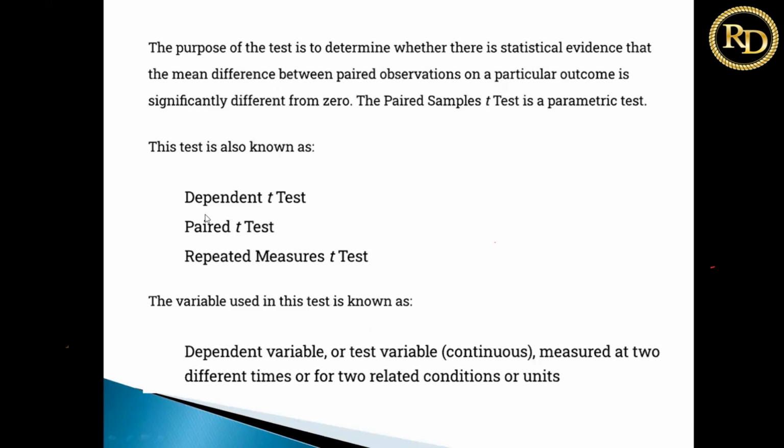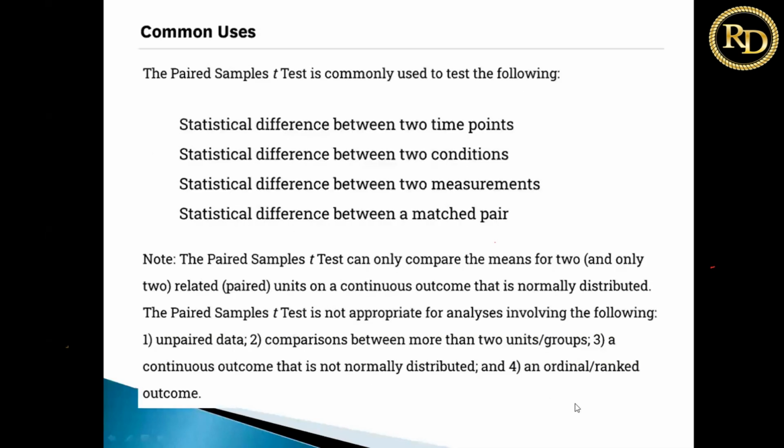So this test is also known as dependent t-test, paired t-test, or repeated measures t-test. And the variable used in this test is known as the dependent variable or test variable, that is continuous, measured at two different times or for two related conditions, or say units. These are some common usages of the paired t-test.